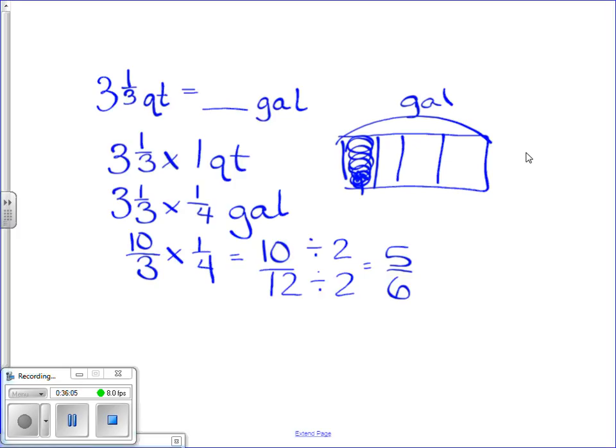You only make it a mixed fraction when your numerator is larger. That's the only time you divide this into that, when your numerator is bigger. So right now, 3 1/3 quarts is 5/6 of a gallon, because it takes 4 quarts to make a gallon. So if you divide that and you get 1 1/6, you're telling me I've got a whole gallon already. I don't even have 4 quarts.